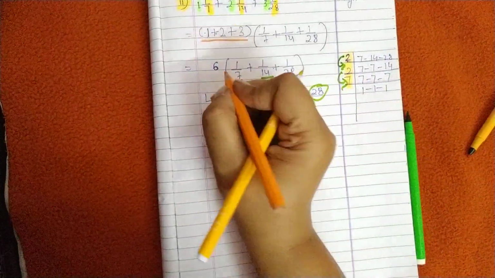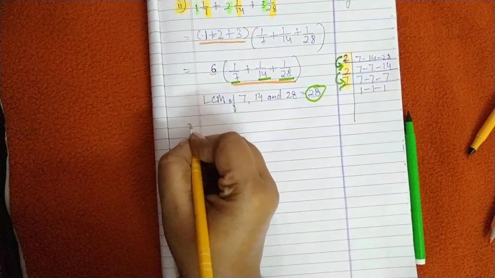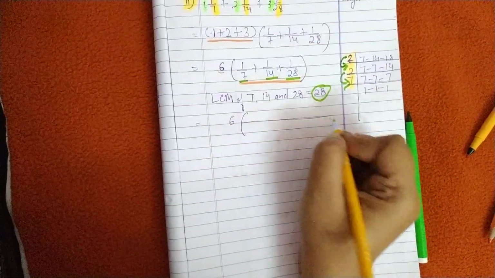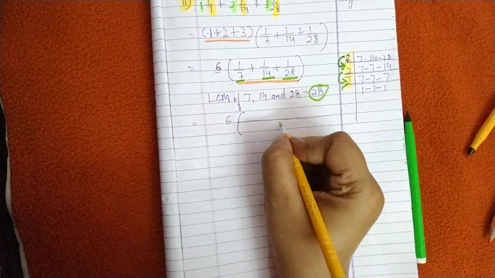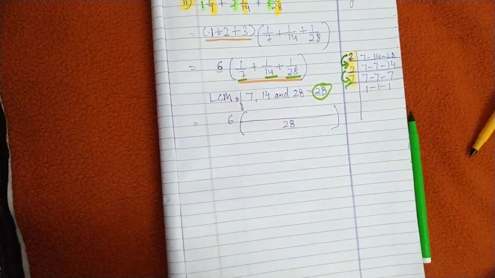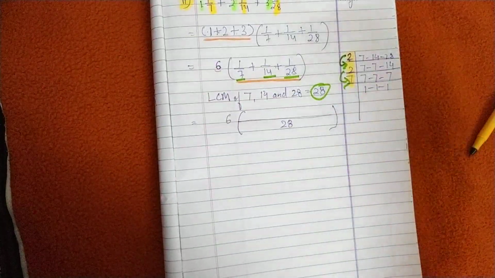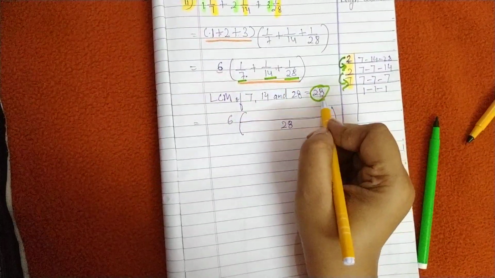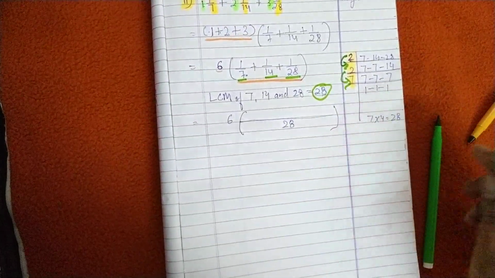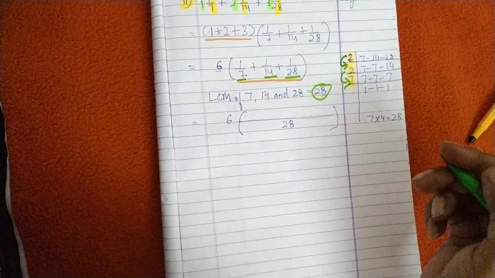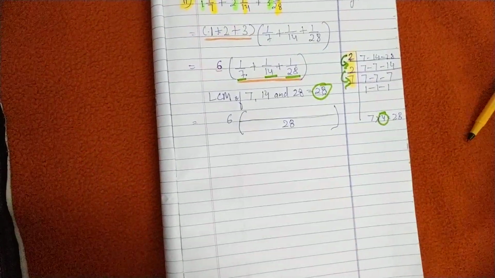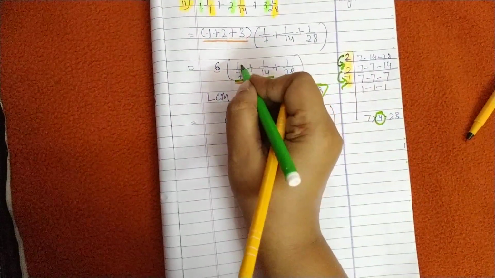Now what we have to do? Children, copy this 6 as it is. Don't leave this 6. Keep this bracket. Now draw one division line. Write this LCM 28 as a common denominator. Now you all know what we have to do. Read 7's table until you get 28. So 7 times 4 is what? 28. 7 is here. What is not there? 4 is not there. So multiply this 4 with numerator 1.